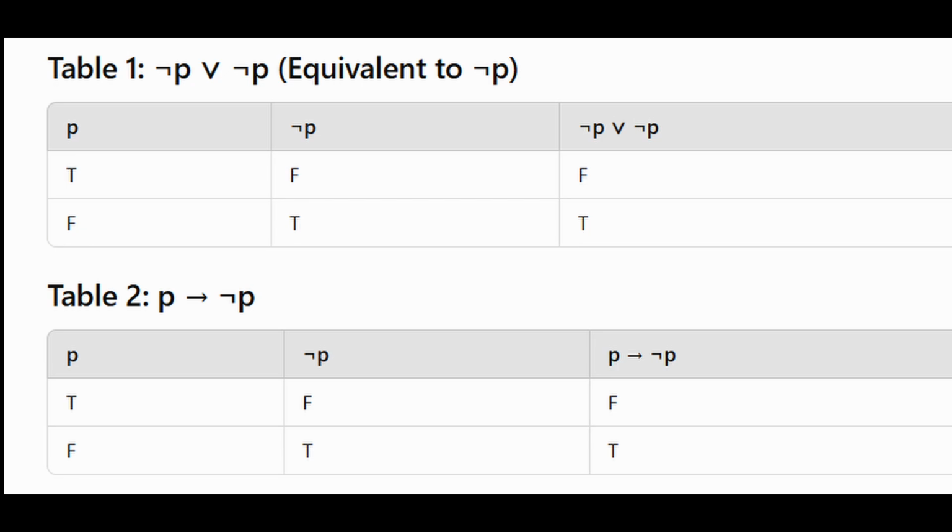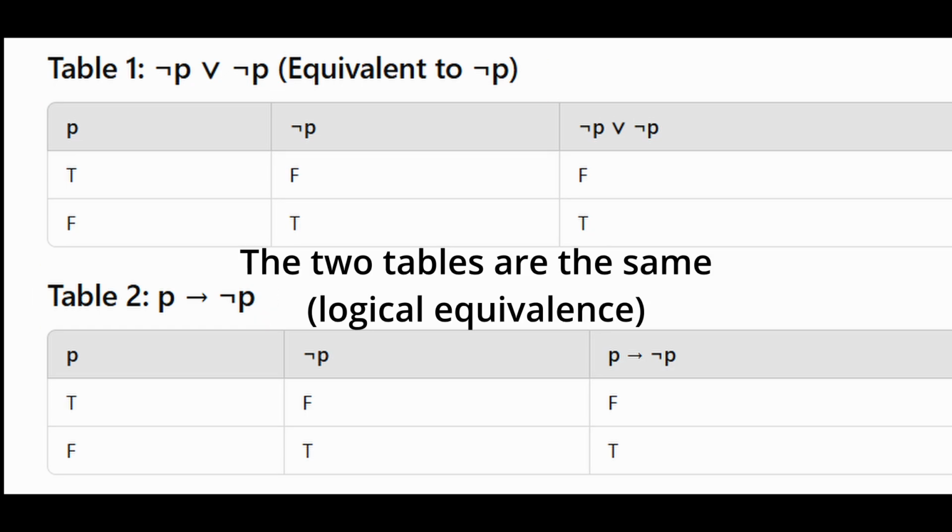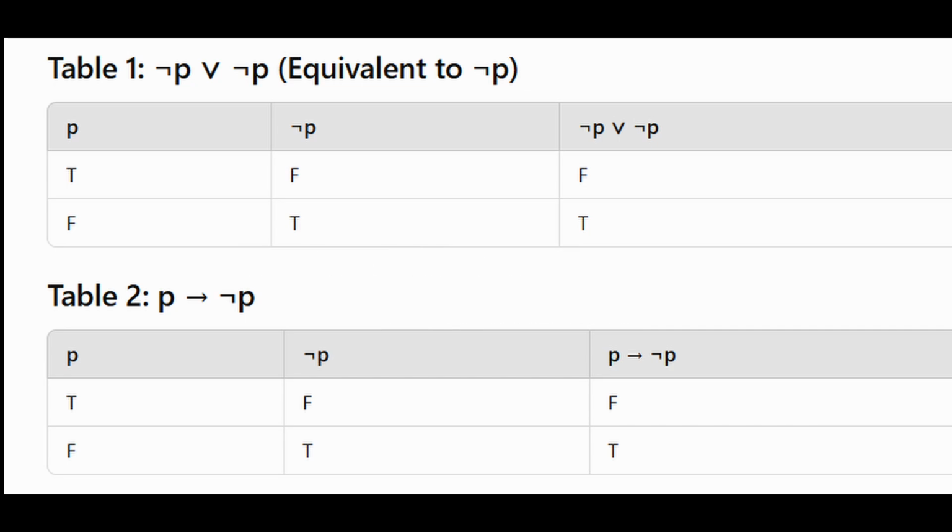Conversely, when P is false, not P is true. So not P or not P is true, because both elements are true. You can see that even though we have 2 different statements here, there's logical equivalence between the 2. We will leverage this logical equivalence later to determine when we can perform substitutions for the logoliths.